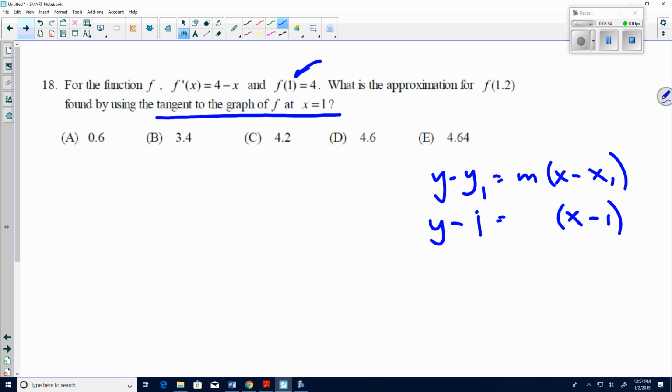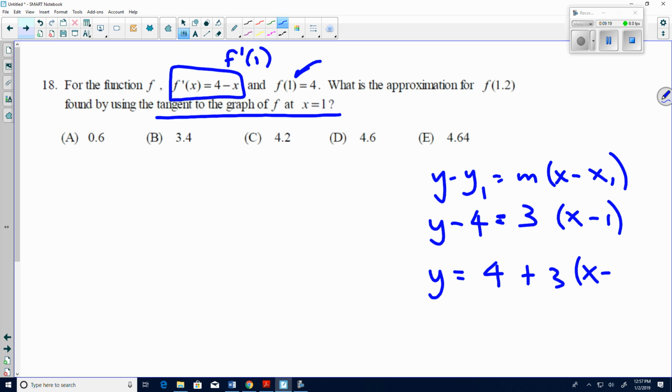So we need to get this derivative. What is this derivative here? The derivative, well, we were given the derivative. The derivative is this. We need to evaluate that at 1. So f prime of 1 is 4 minus 1, which is 3. Okay, so cleaning this up a little bit, we have 4 plus 3 times x minus 1. This is the equation of the tangent line.